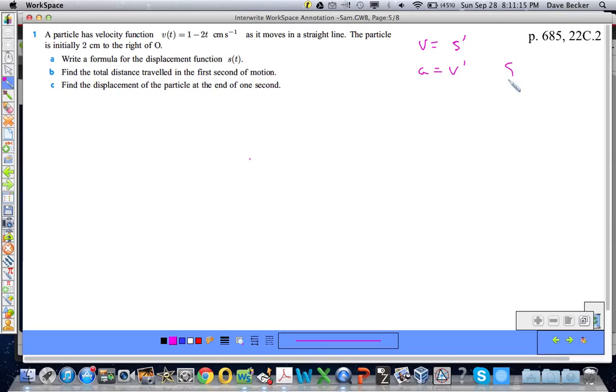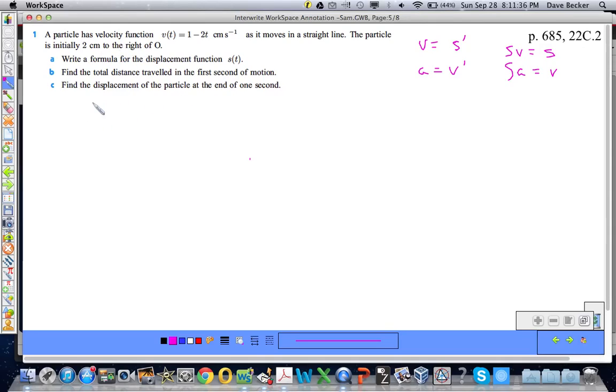So that means that the integral of acceleration is equal to velocity, and the integral of velocity is equal to displacement. Okay, so we have a function for velocity, write a formula for the displacement s of t. The particle is initially 2 centimeters to the right of O.